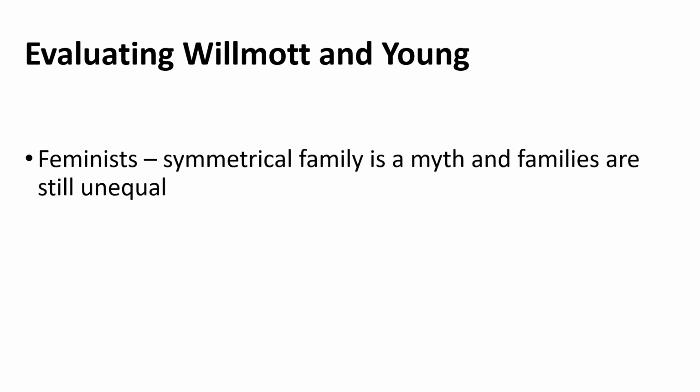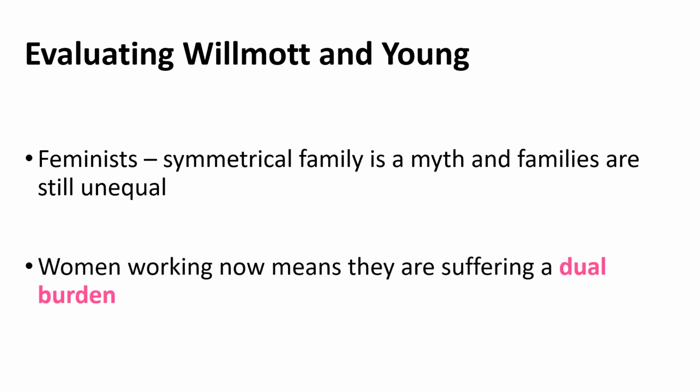But some people have some criticisms to make of Willmott and Young's argument. For example, feminists would argue that the symmetrical family is a myth and families are still really unequal, because they would argue that women working now means that they are actually suffering a dual burden. So this dual burden comes from women doing paid work and also still doing the bulk of the housework. So two different types of work that the women are now doing.